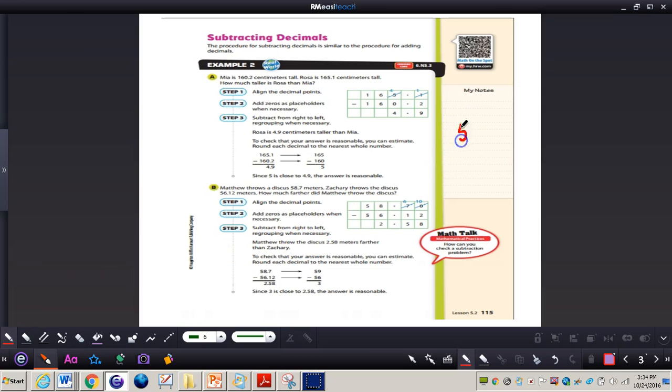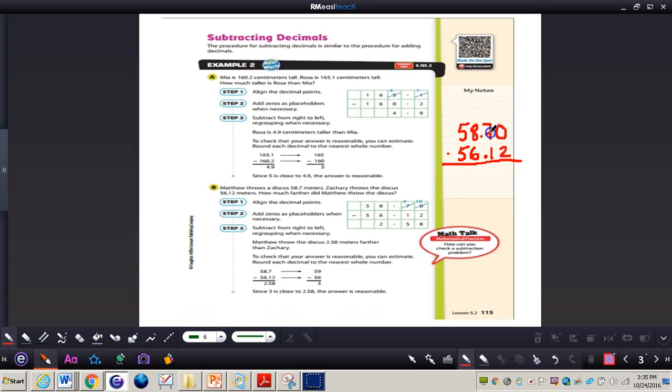So we have 58 and 7/10. And then we have 56. Line up that decimal, and 12/100. Now what you need to do for this, to the right of that 7, you can see I don't have anything in my hundredths place, so I'm just going to add a 0. Does not add any value at all. Now I can start subtracting, going from right to the left.